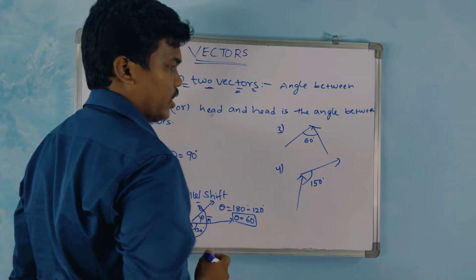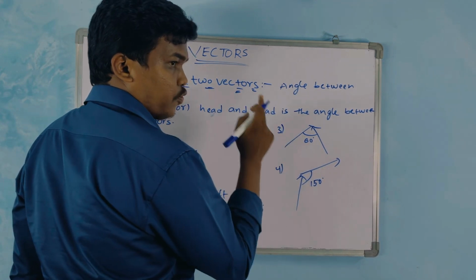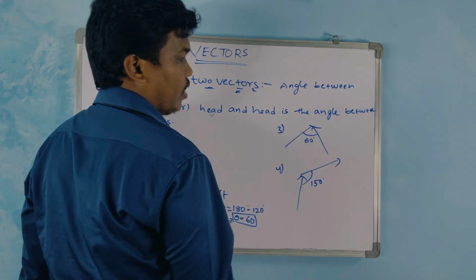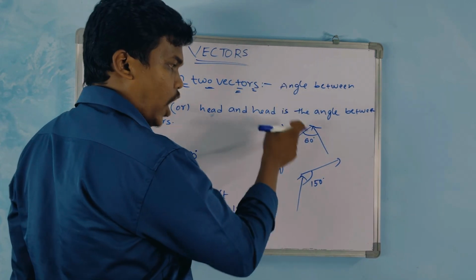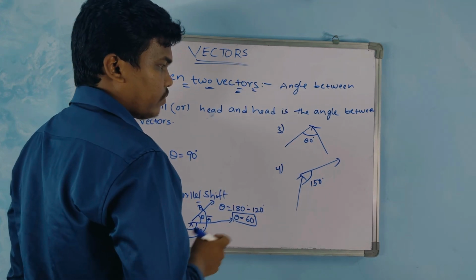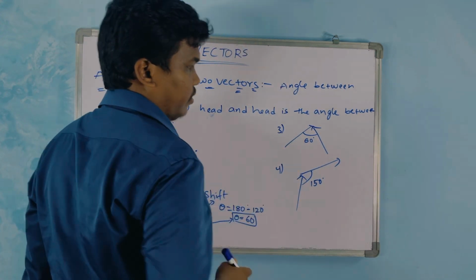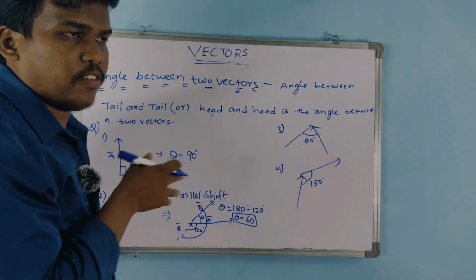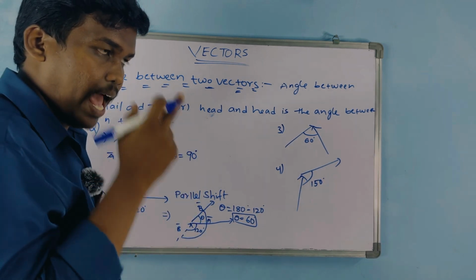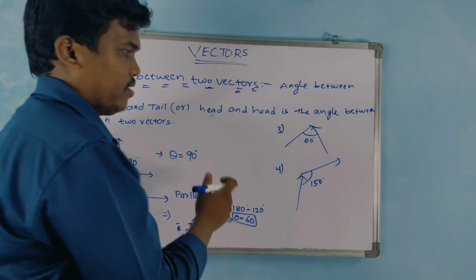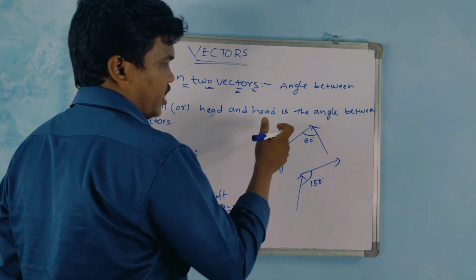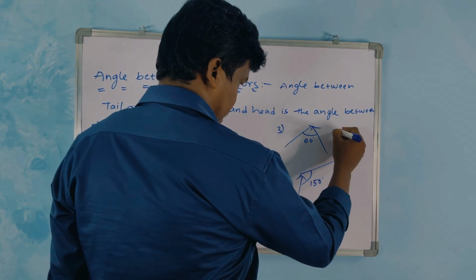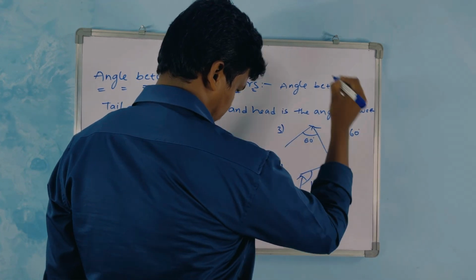Now here the third question is. In this figure, we can see that the two heads of the two vectors are being joined, and the angle given is 60 degrees. According to the rule, what is the rule? The angle between two vectors is the angle between tail and tail or head and head. Here in the question itself, they gave the angle between the two heads. So the answer will be theta is equal to 60 degrees.